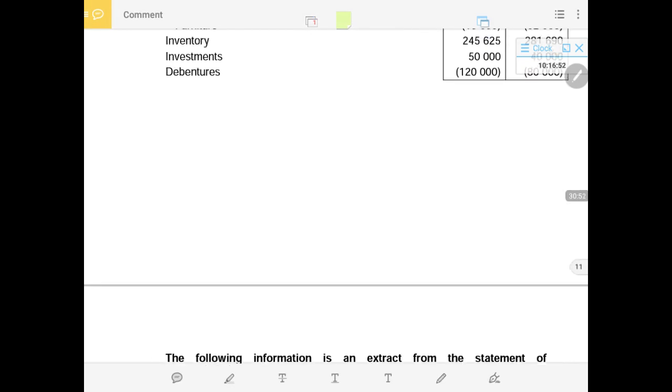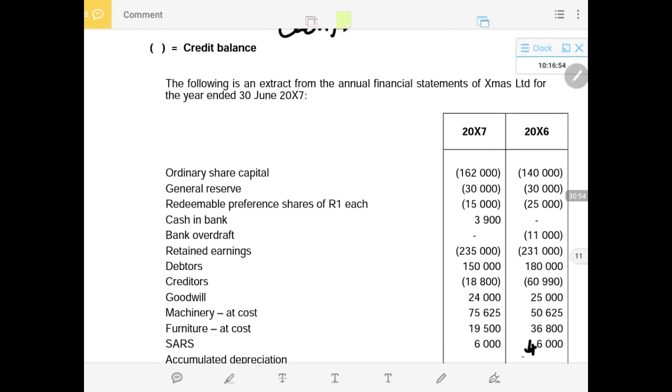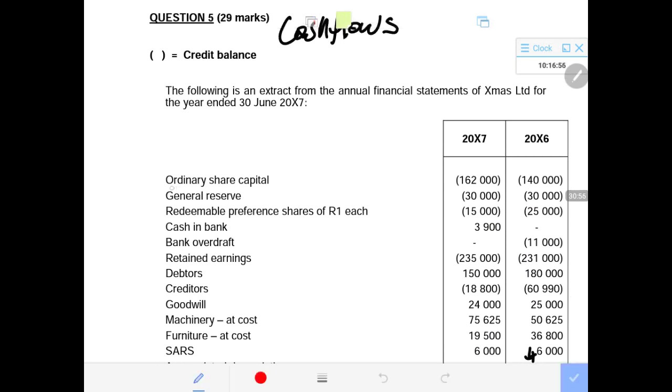Let me go and look at the information that we have. Our ordinary stated capital, or ordinary share capital, in the previous year was 140,000 rands, and in the current year it is how much?